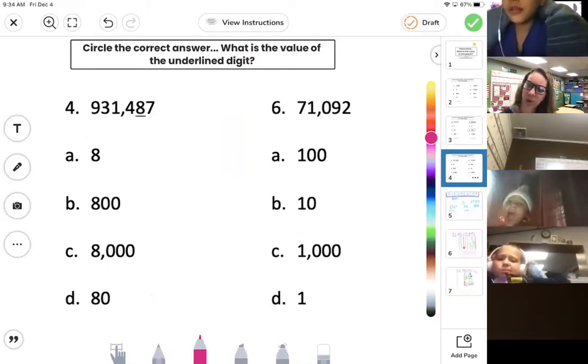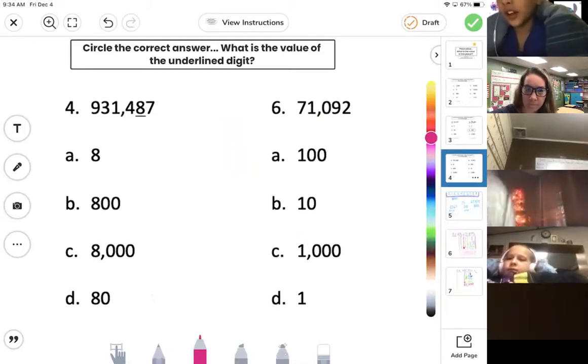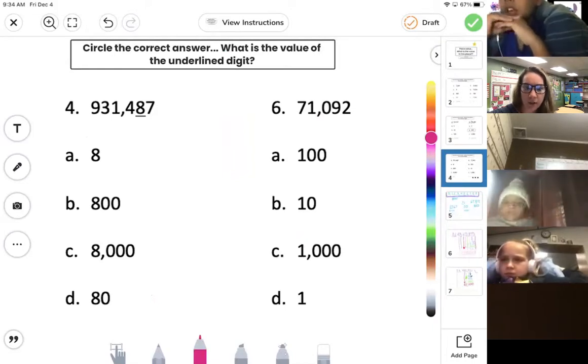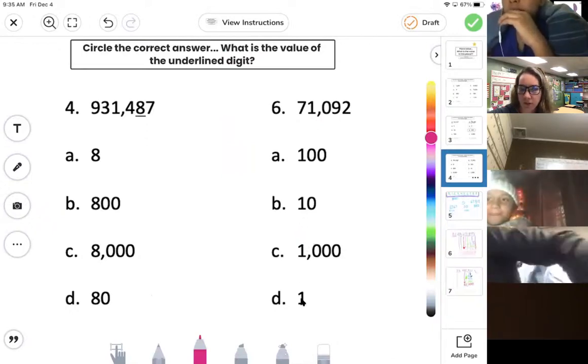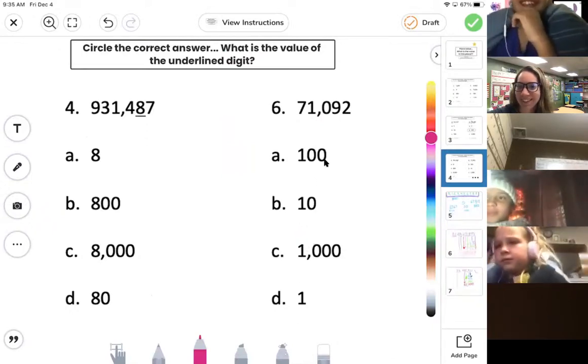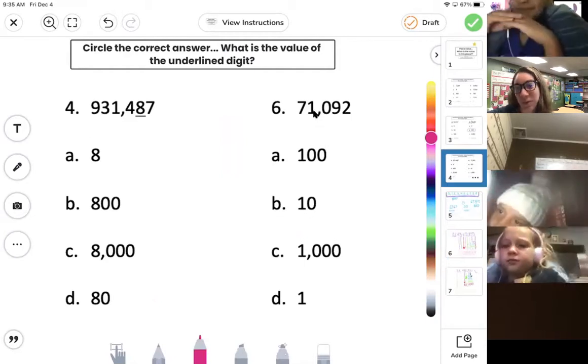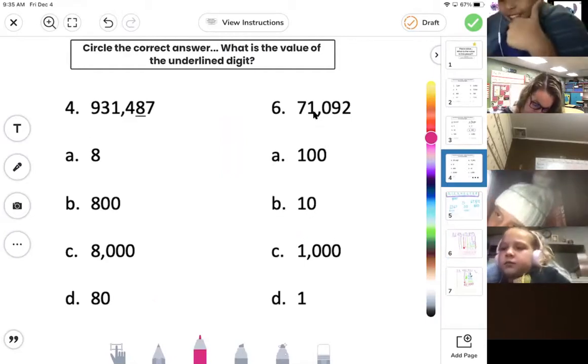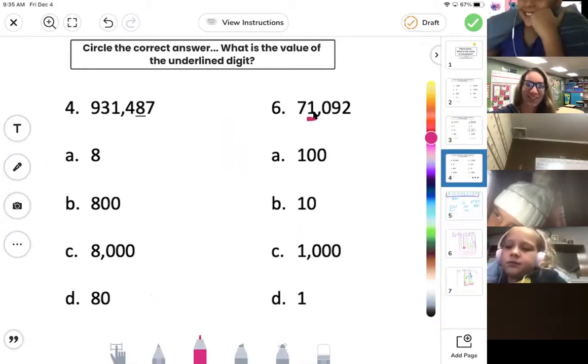Now, remember, Miss Farmer, there's one on the number 6. There's nothing underlined. Okay, but it's supposed to be the 1, and you can know that because all of these are starting with 1. Okay, my bad. Sorry, it's the 1 that's underlined. I'm a good detector of seeing. You are a good detective.